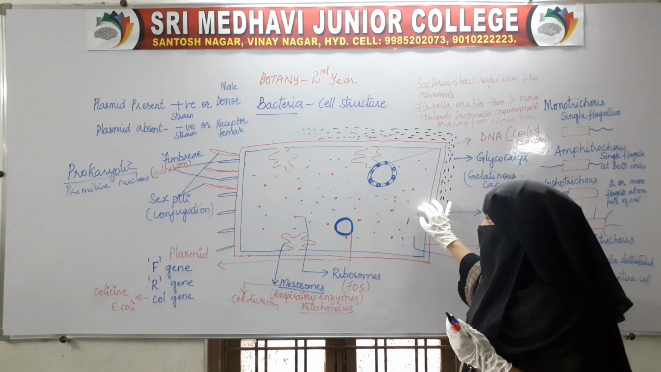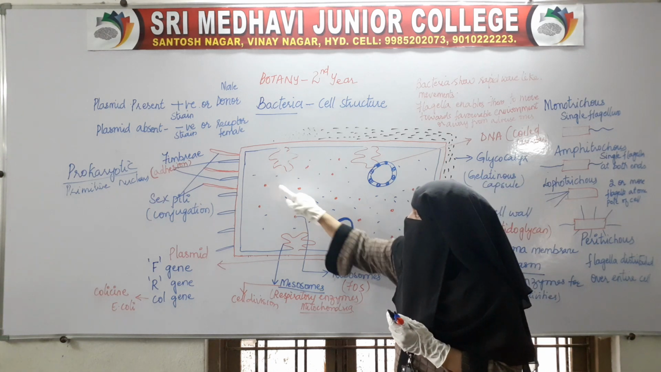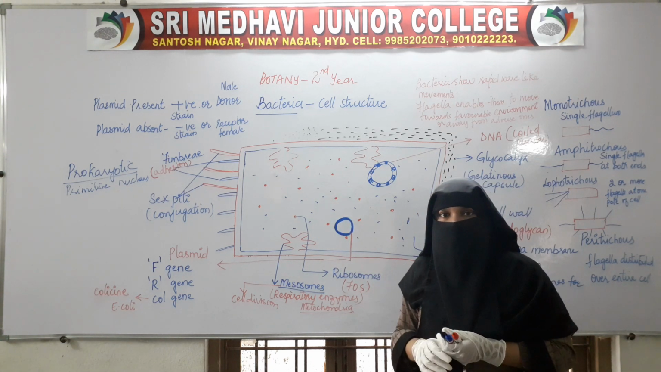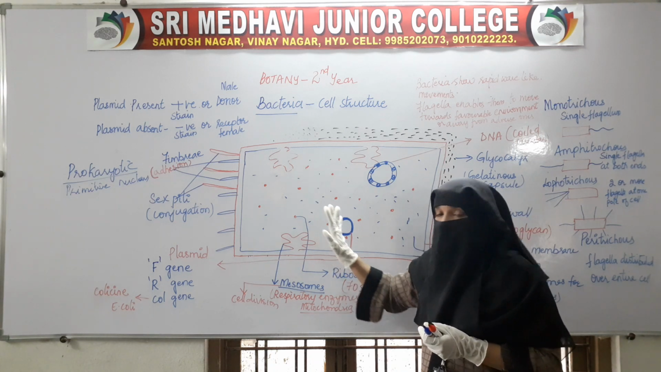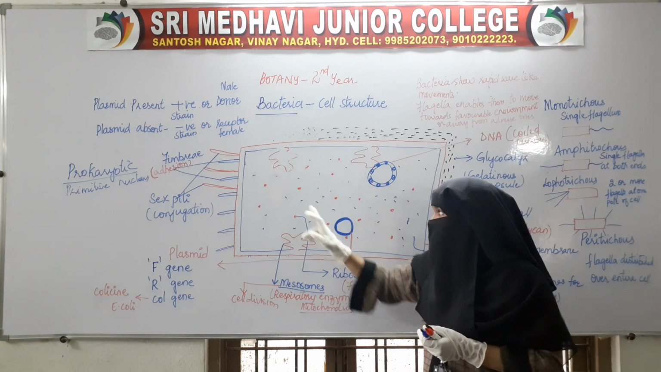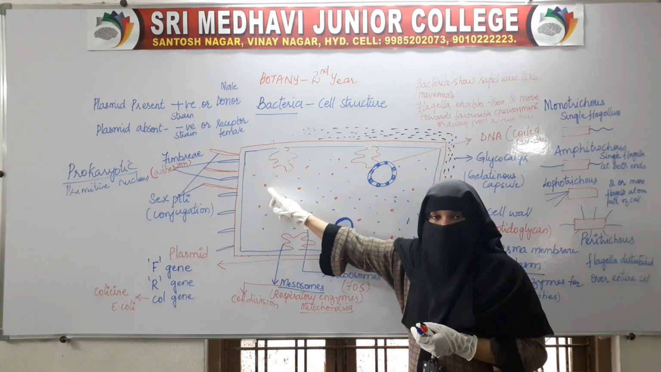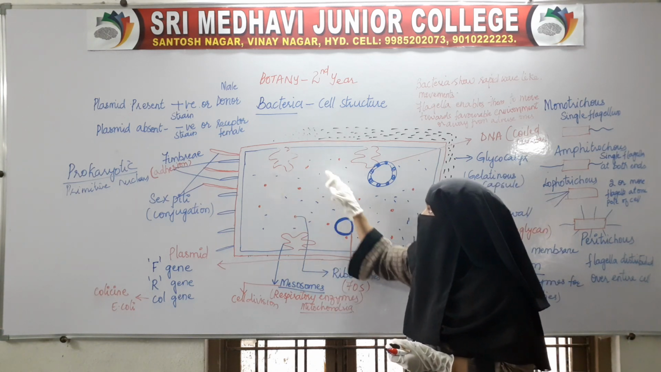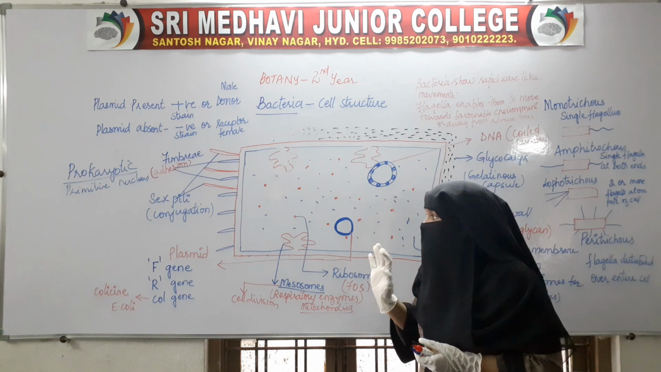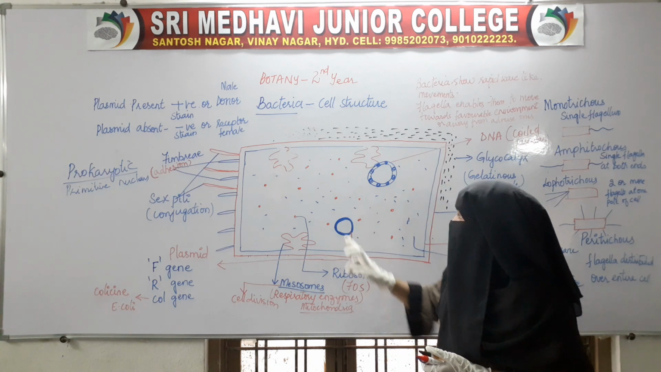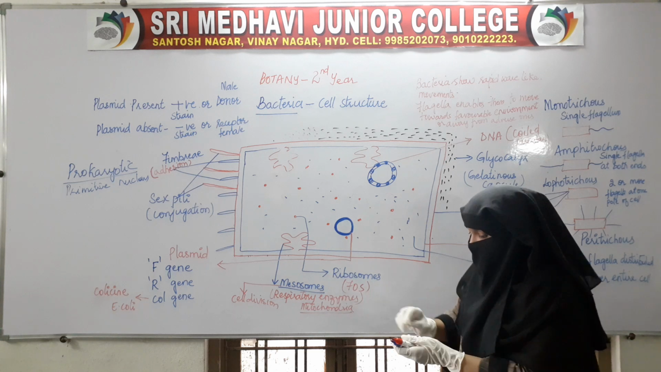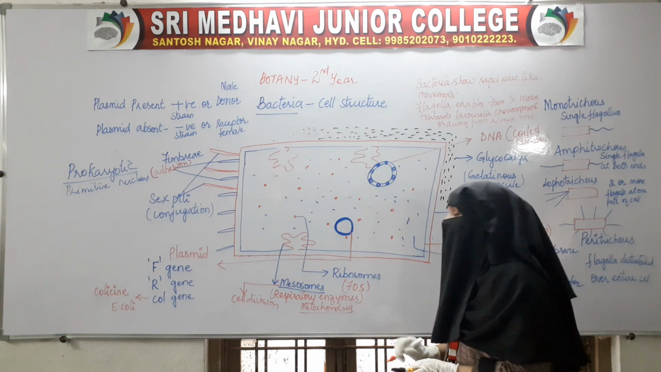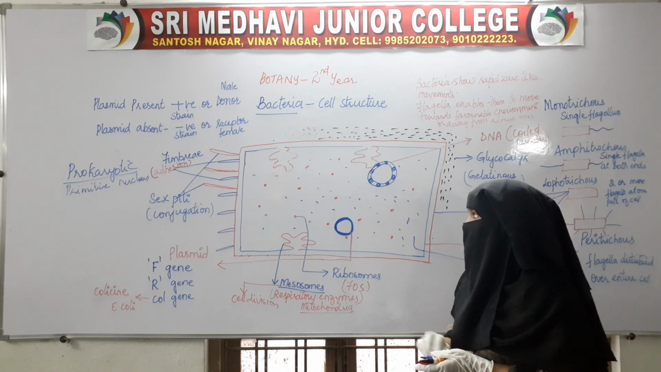Apart from mesosomes, we also see these red granular structures inside the cytoplasm. Here I am representing them with red. So inside the cytoplasm, a few granular structures will be present. Those granular structures are called ribosomes.